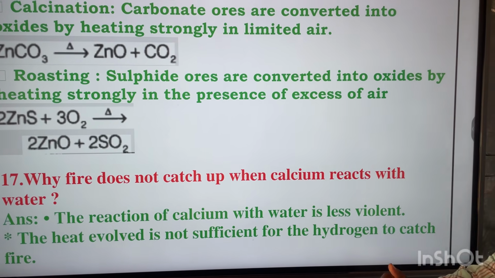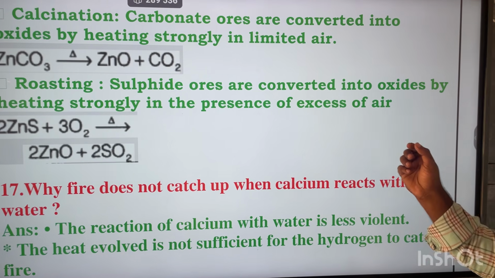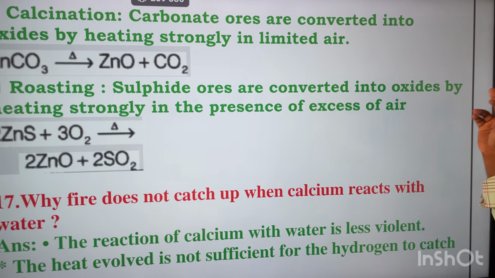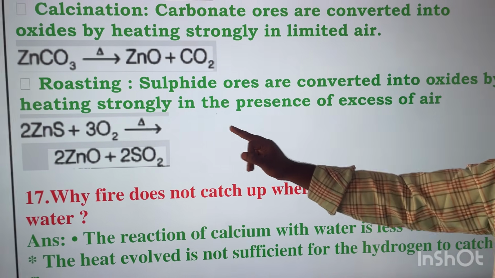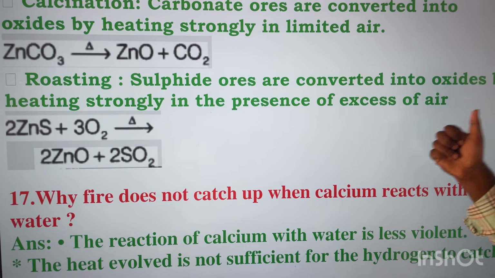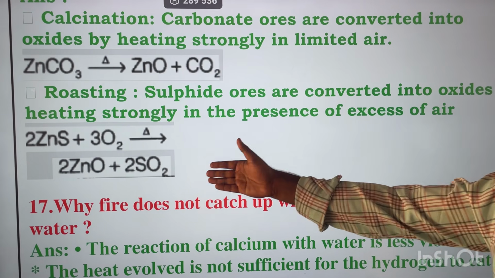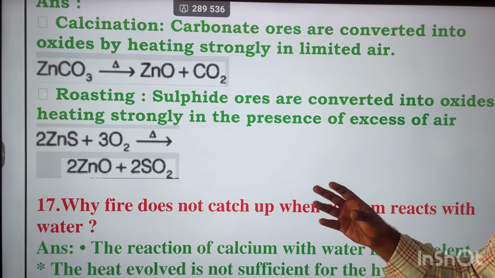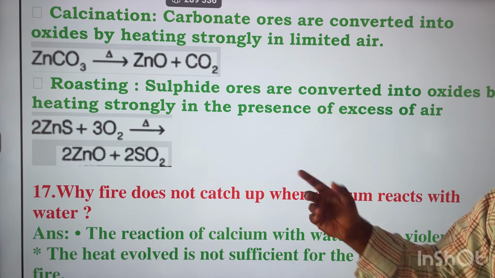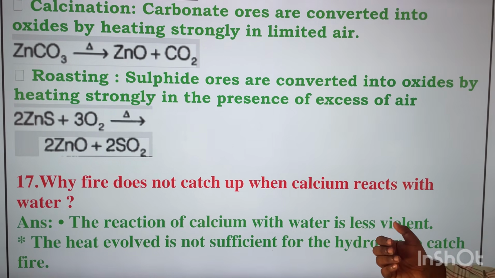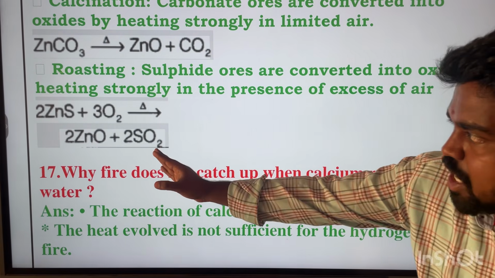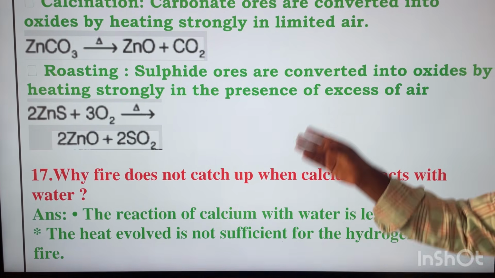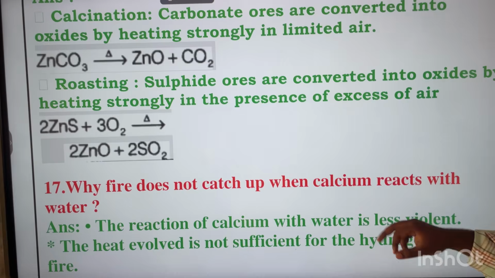Next, roasting. Sulfide ores are converted into oxides by heating strongly in the presence of excess air. This is also important for this reaction. In roasting, the sulfide ore zinc sulfide reacts with oxygen to give zinc oxide and sulfur dioxide, which is removed into the atmosphere.